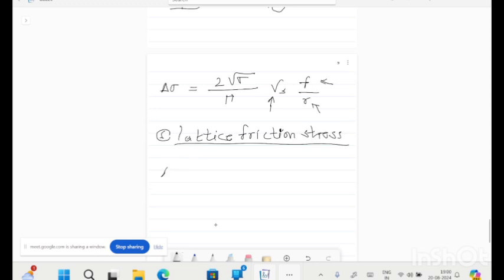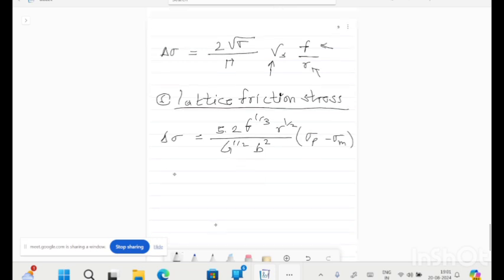So the increase in stress due to this lattice friction is given as 5.2 F power 1 by 3, R power 1 by 2, divided by G power 1 by 2, B squared, and sigma P minus sigma M. Here sigma P is the friction stress in the particle, meaning the precipitate friction stress, while sigma M is the matrix friction stress.